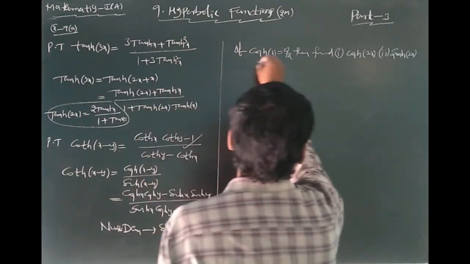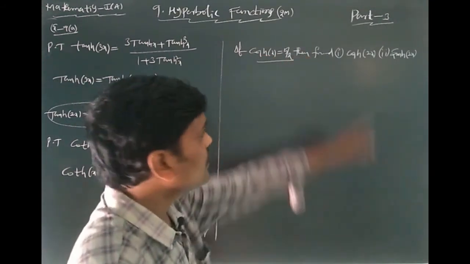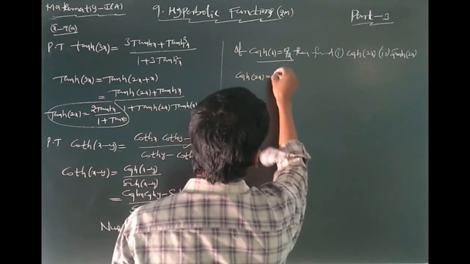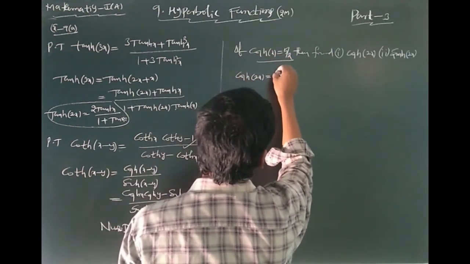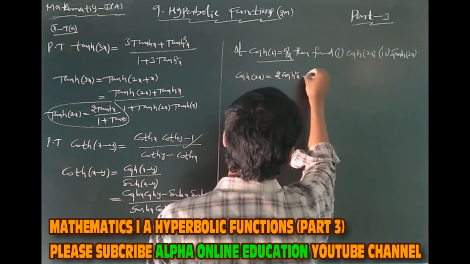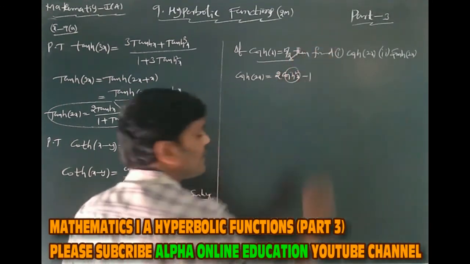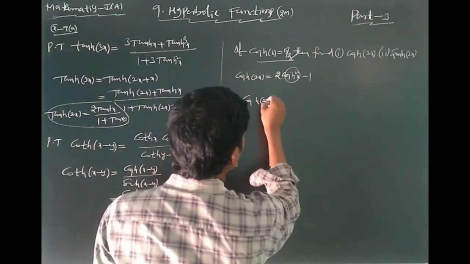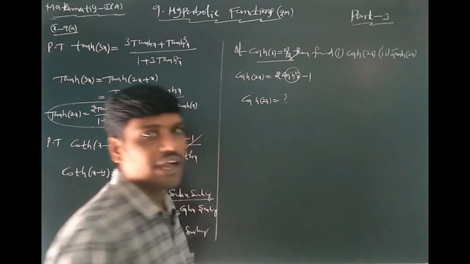Next one, cos h of x is given. You can find cos h of 2x. Cos h of 2x in terms of cos, formula 1: 2 cos h square x minus 1. You can write the cos h value as 5 by 2. You get the cos h of 2x value, some value is there.